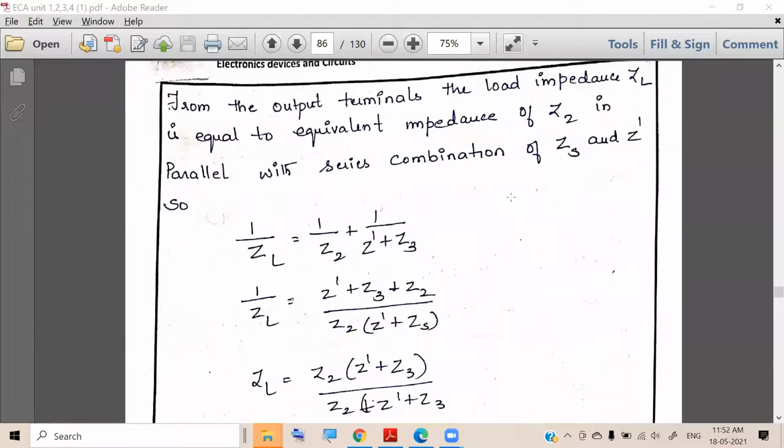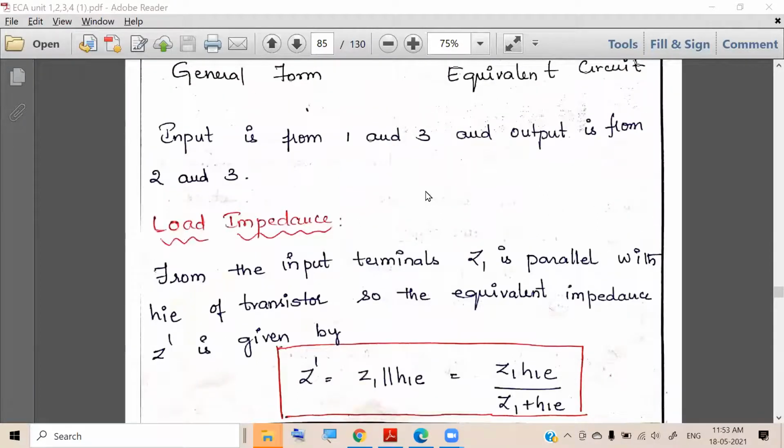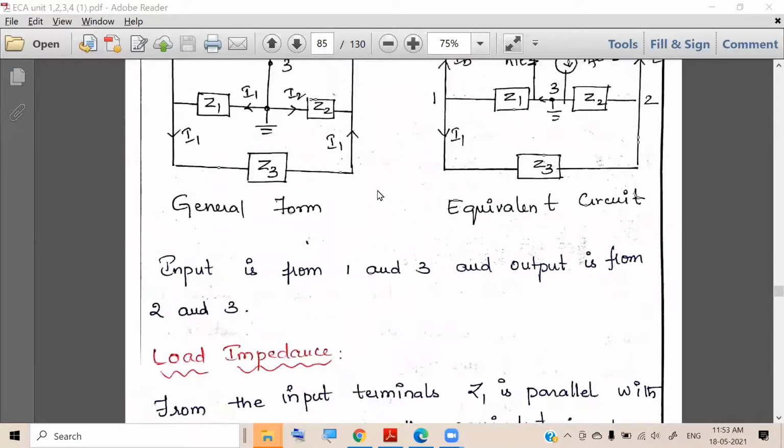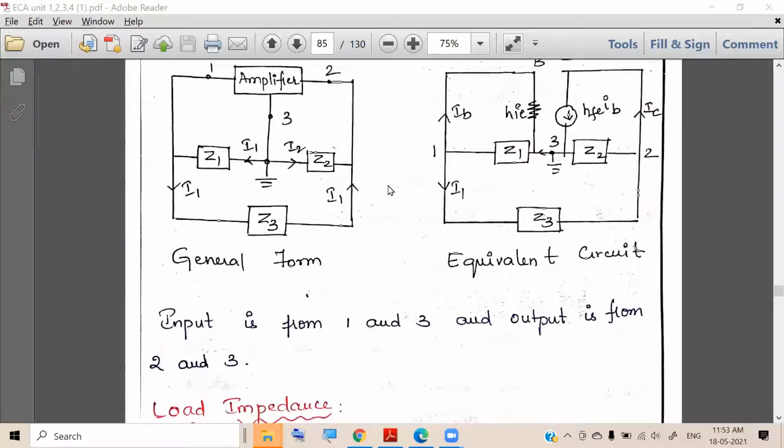Fine. So this is the formula for any impedance in parallel, right? 1 by Z equivalent is equal to 1 by Zx plus 1 by Zy. Two impedances in parallel, right? Add the reciprocals, then take the reciprocal. That is two resistors in parallel, a very famous formula you already know.